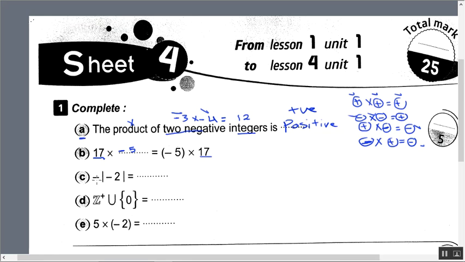Question number C. He said the absolute value of negative 2 equals space. We said before absolute value, we will clean the sign here. The sign here must be positive, so here it will be 2. Final result it will be negative 2.